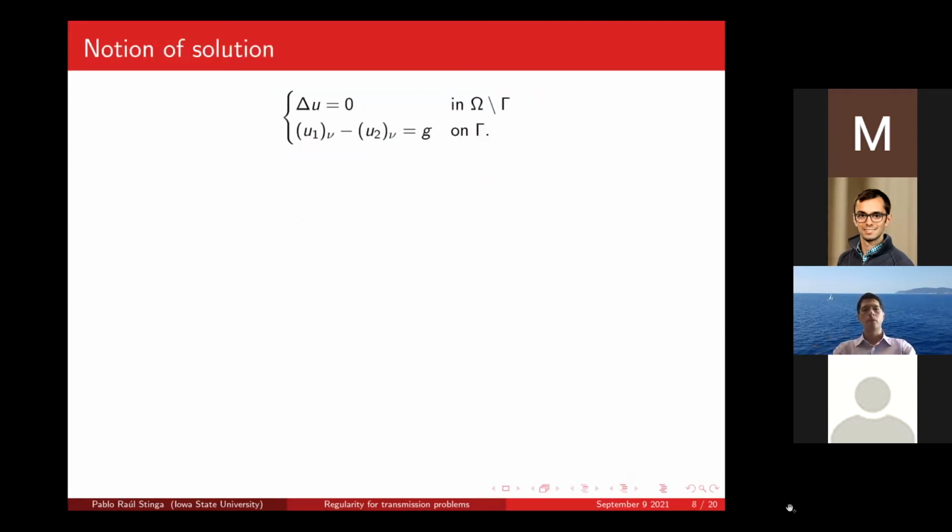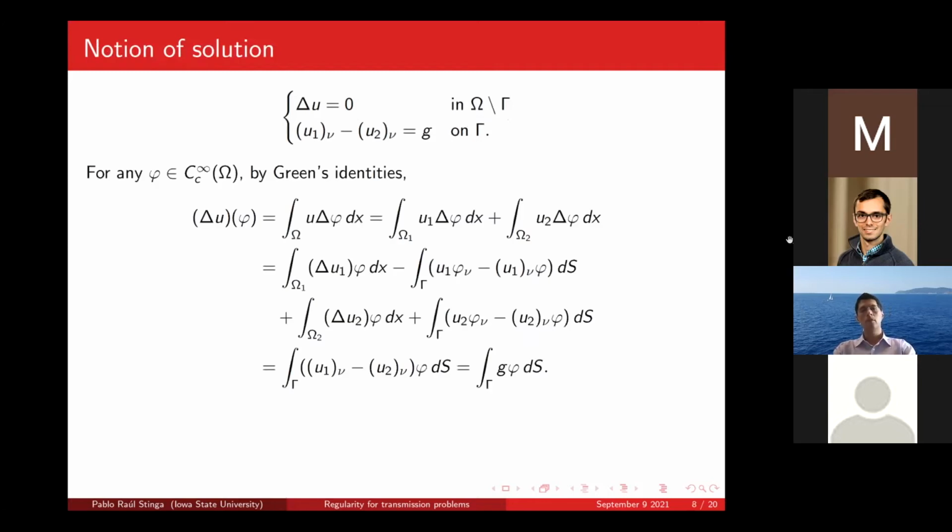All right. So now what will be the notion of solution? That's the first thing we need to prove, that there is a solution. As I said, the Laplacian is 0 outside gamma, and on gamma you have this difference of the normals being prescribed. So the notion of solution comes from computing the Laplacian of U in the sense of distributions. You take a smooth function phi with compact support, and then the Laplacian of U acting on phi is the integral of U Laplacian of phi.